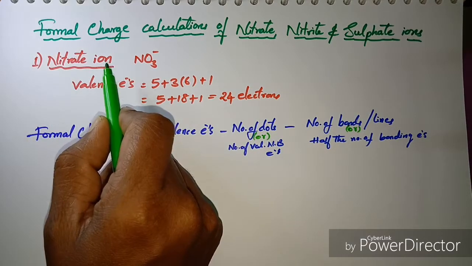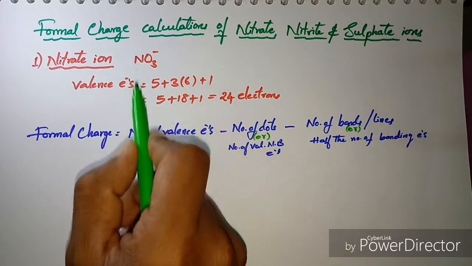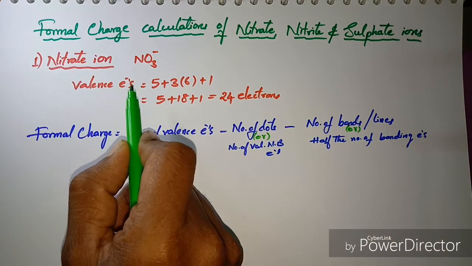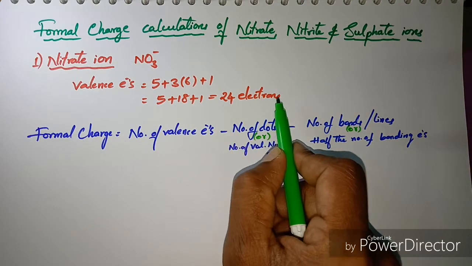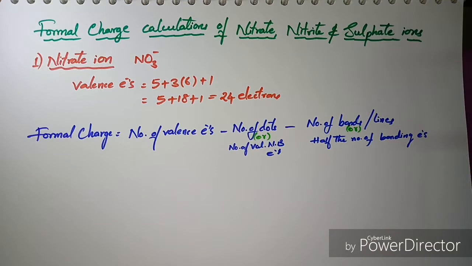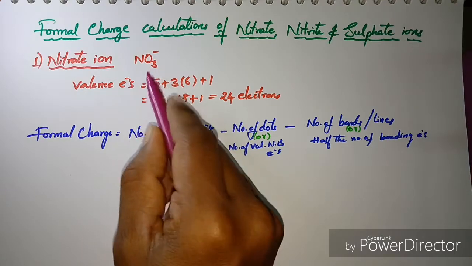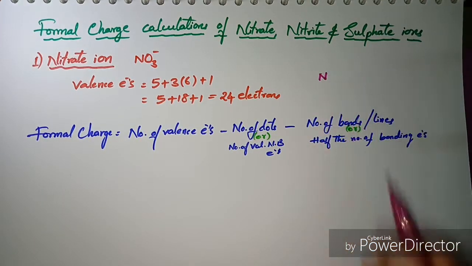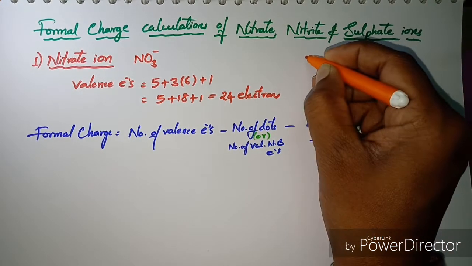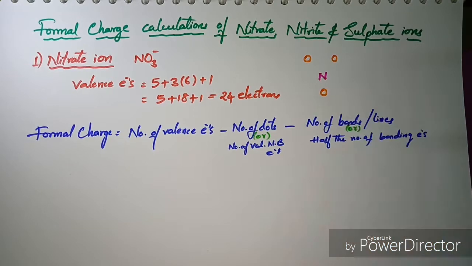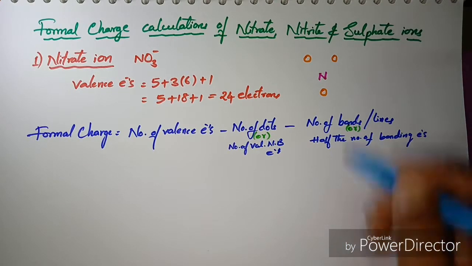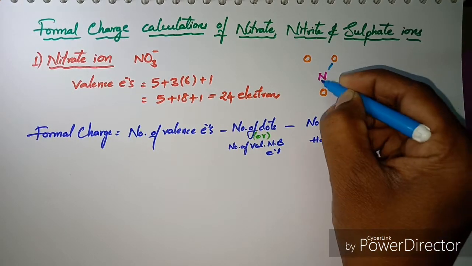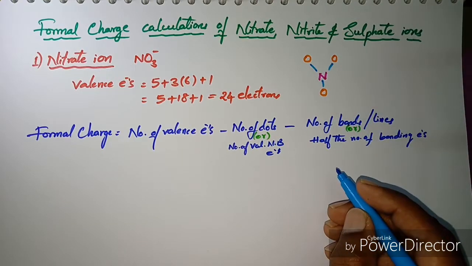First, coming to the nitrate ion, the first step for drawing the Lewis dot structure will be knowing the valence electrons. That comes to be 24 electrons. Next, we have to identify the least electronegative atom among these. So the least electronegative atom is nitrogen. Place it at the center, and the rest of the atoms surrounding it. Now I am placing them here, and joining these atoms with the central atom with a single bond. So these are the steps we need to follow.